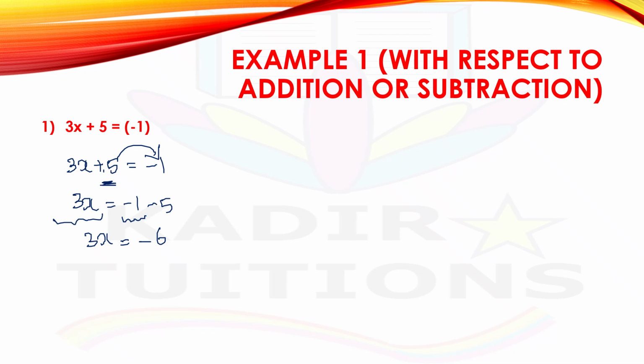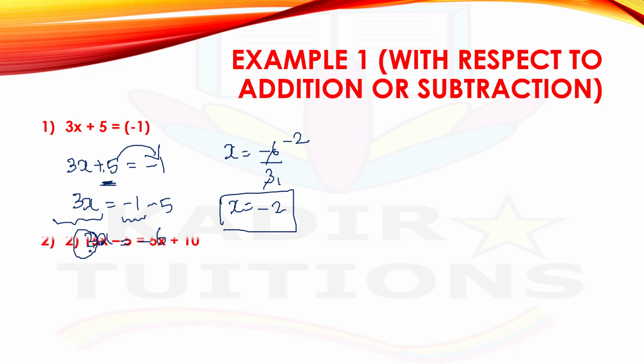Now we want the x value. We don't want the 3x value, right? So we are going to move this 3 to the other side. Now this 3 is in the numerator. That means the coefficient of x is in the numerator. So it's going to become a denominator when it has been moved to the RHS. So x equal to minus 6 by 3, and this is going to be minus 2. So what is the value of x for this problem? It's going to be minus 2. We'll see the next one.